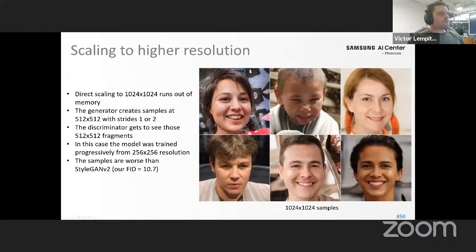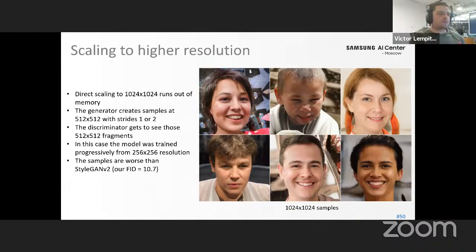We can scale it to higher resolution than 256, but we run out of memory because we don't share the low resolution part. So this is the disadvantage of our method compared to a convolutional generator. But we can overcome it to some extent by letting discriminators see fragments generated with strides.